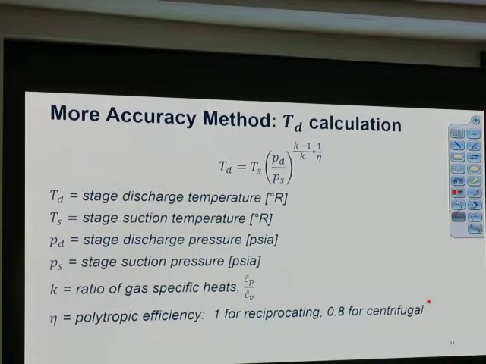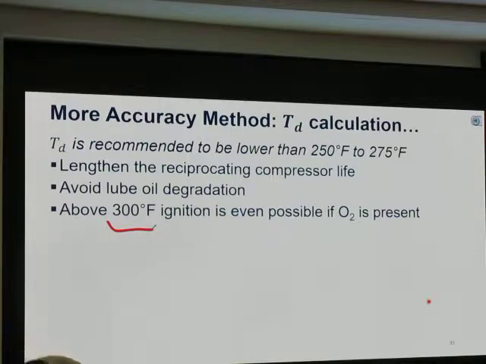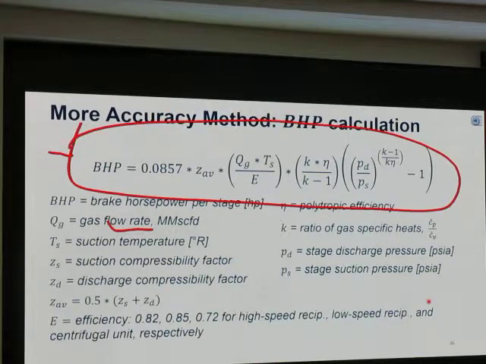So this is actually the compression ratio, right? That will be each stage compression ratio, not total compression ratio. The discharge temperature should be less than 275. Okay, at 300 F, it catches fire. That's not good. So too hot, it reduces the efficiency and it's not safe. So 250 to 275 is okay. Then we have this equation. Okay, this equation is different than the equation that you got earlier. It looks similar, but it's not the same.